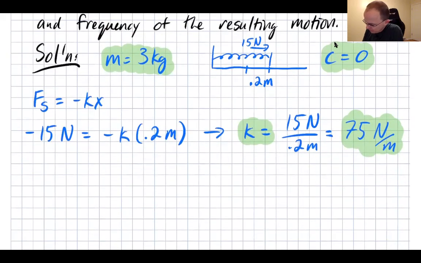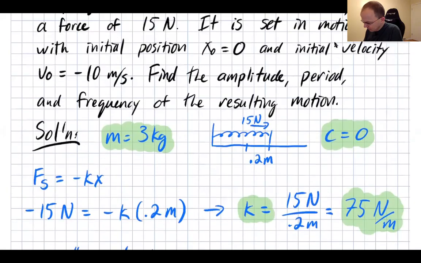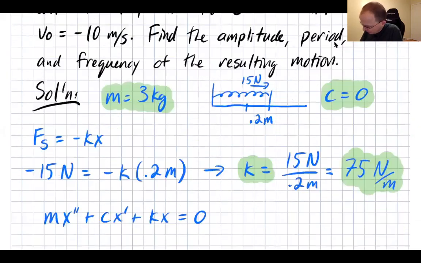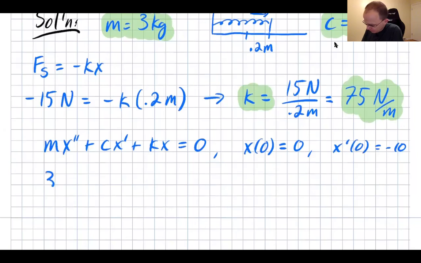All right, so let's set up this differential equation and solve it. So we have mx double prime plus cx prime plus kx is equal to 0. And our initial position is 0, and our initial velocity is equal to minus 10. So we have 3x double prime plus 75x is equal to 0.